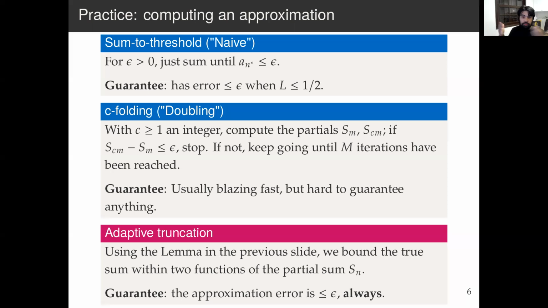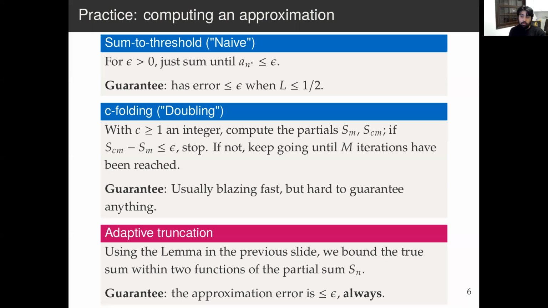You could do triple, or you could do something smaller. The point is that you compute partial sums and then you compare them. This might not seem like the smartest thing to do, but it is blazingly fast, right? This takes advantage of vectorization, so you can do this very, very fast.